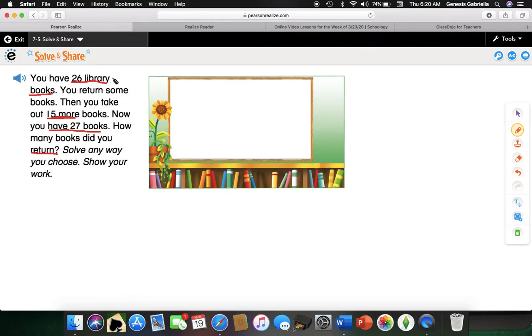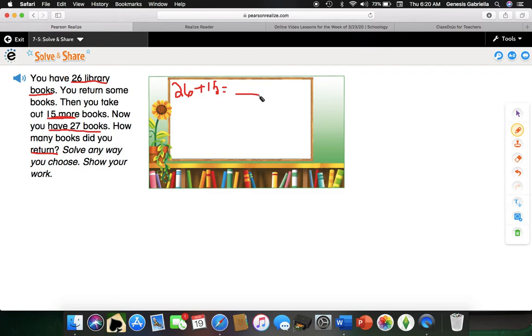Okay? So just by looking at this problem, I know that I have 26 library books, then I take out 15 more. So that more is a key word in this case. So I know that my first problem is going to be 26 plus 15 equals blank.